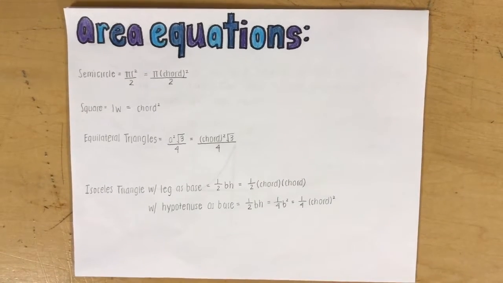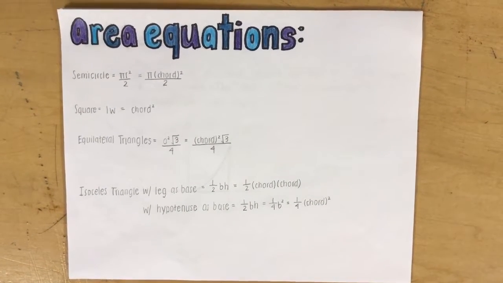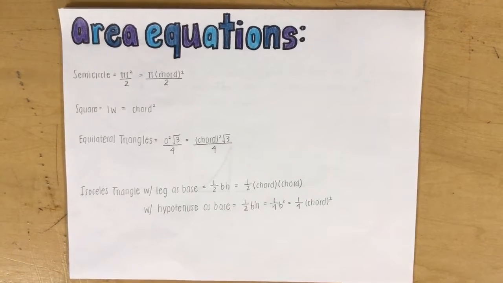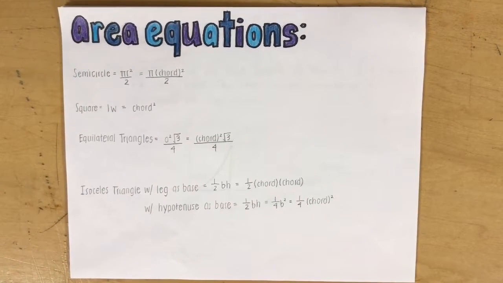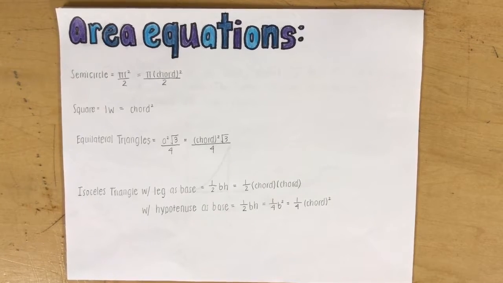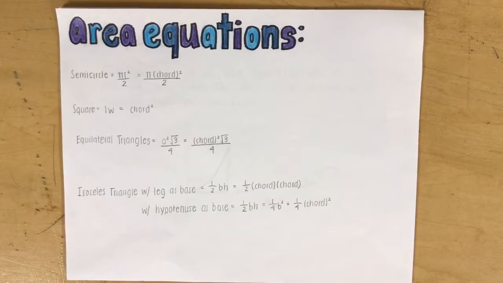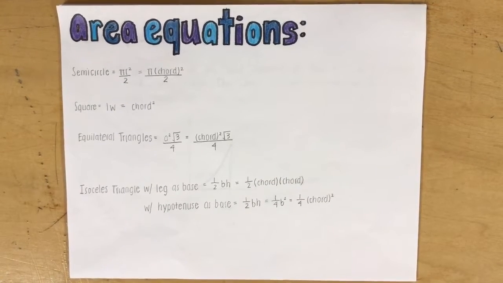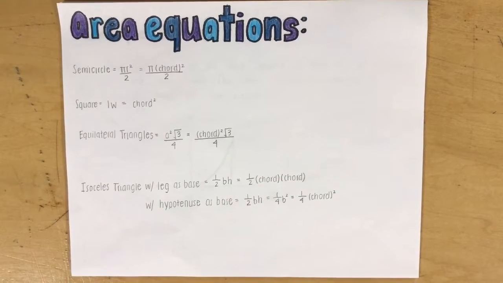The area equations you will use will be: semicircle, pi r squared divided by 2; square, length times width, which equals chord squared; equilateral triangles, chord squared times square root 3 divided by 4; isosceles triangle with a leg as its base is 1/2 chord squared, and with a hypotenuse as a base is 1/4 chord squared.